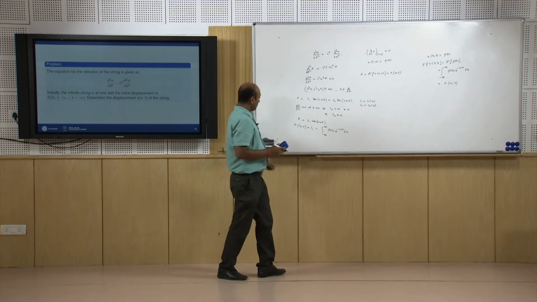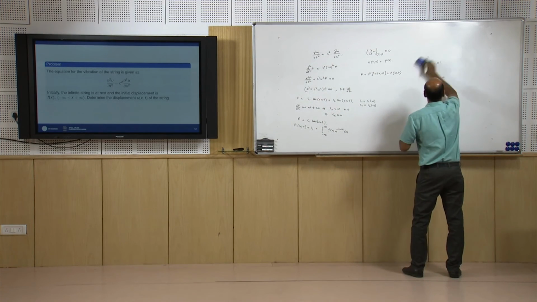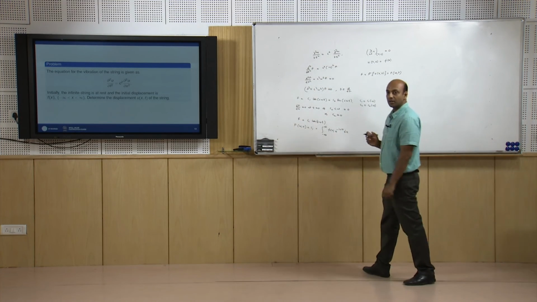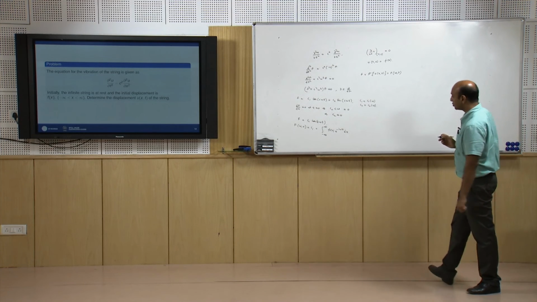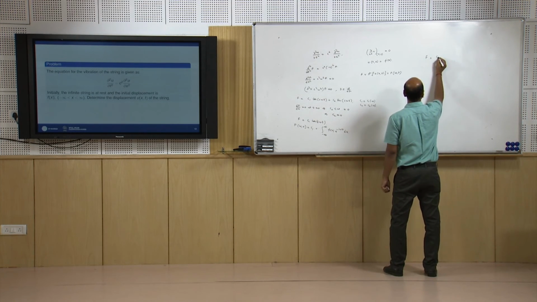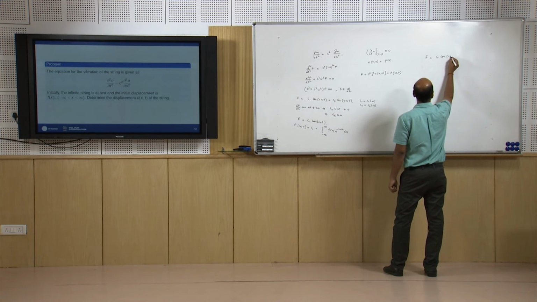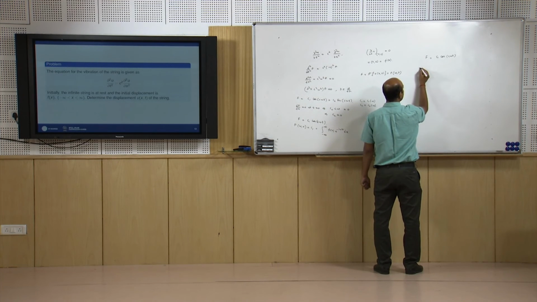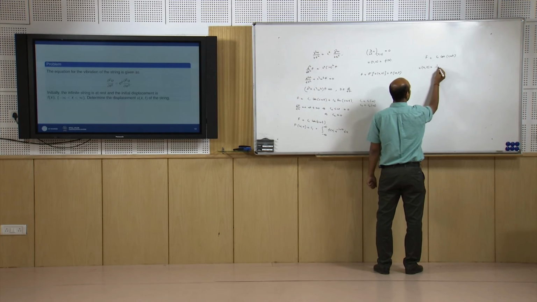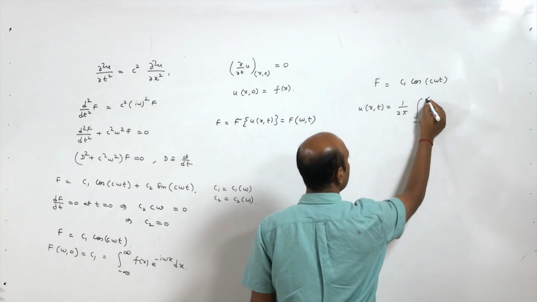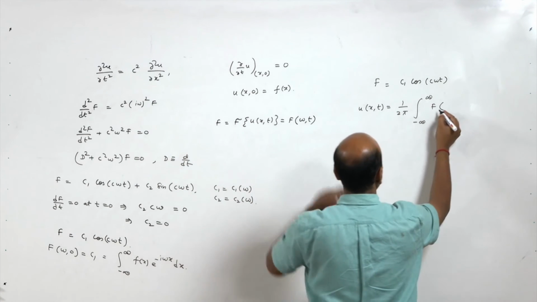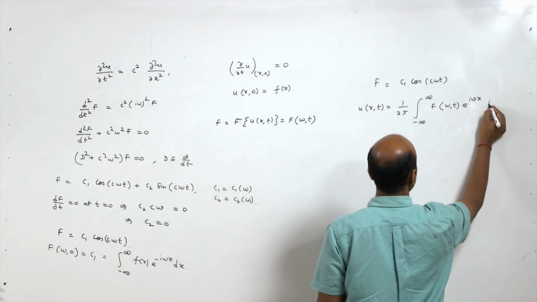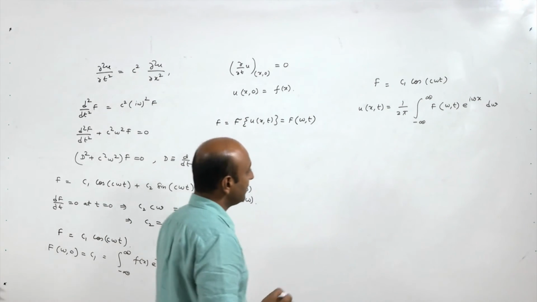Now we have the values of C1 and C2 in our hand. So we will simply take the inverse Fourier transform to find the final solution. F is nothing but C1 cos(c ω t), where C1 is given by this expression. Take the inverse Fourier transform of both sides. So u(x, t) will be nothing but 1/(2π) times the integral from minus infinity to plus infinity of F(ω, t) e^(iωx) dω. That will give the final answer.